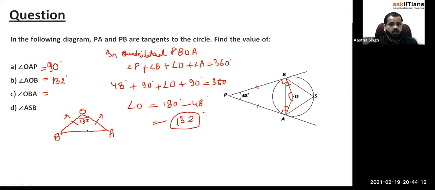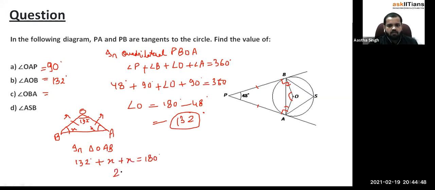If they are equal, it means triangle OBA is an isosceles triangle. And you know the property of an isosceles triangle: the angles opposite equal sides are equal. Let's suppose these angles are both x. In triangle OAB, the angle sum will be 180. So your angle O, 132, plus angle B, x, plus angle A, x, will all equal 180.